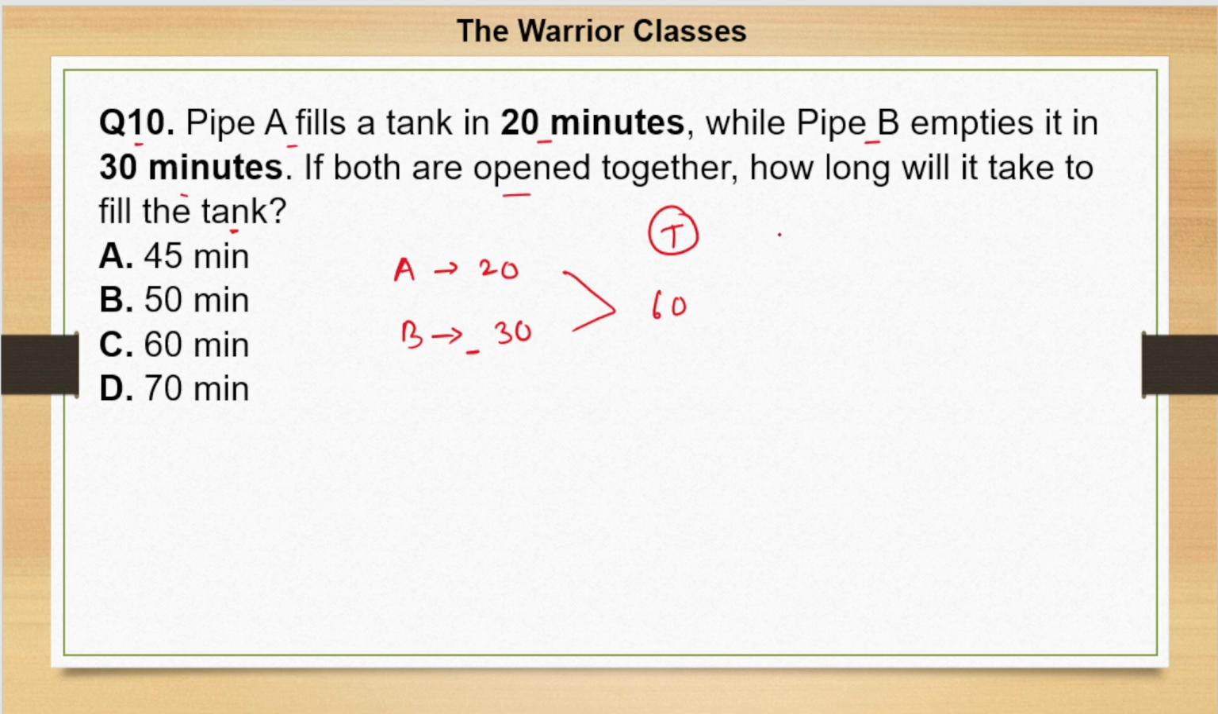Now efficiency of A is 60 divided by 20, which is 3. Efficiency of B is 60 divided by 30, which is 2. So one is plus and one is minus. Now total efficiency will be 3 minus 2, which is 1. Now total time is equal to total tank, 60, divided by efficiency, 1. So it is 60 divided by 1, which is 60. Option number C, 60 minutes, is the correct answer of the question.